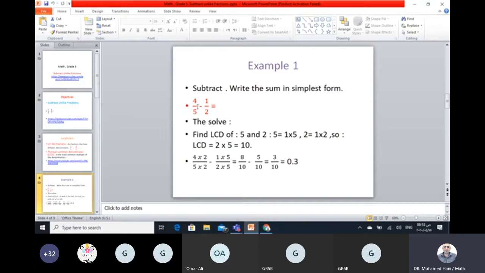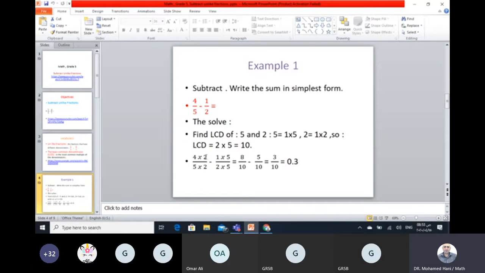Now go back to the first fraction. Here we have 5. Ask yourself, which number times 5 equals 10? It will be 2. So multiply the whole fraction by 2: 4 times 2 and 5 times 2. Then minus the second fraction. Here we have 2. Ask yourself, which number multiplied by 2 equals 10? It will be 5. So multiply the whole fraction by 5: 1 times 5, then 2 times 5.